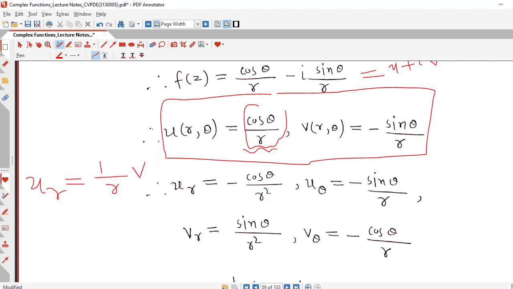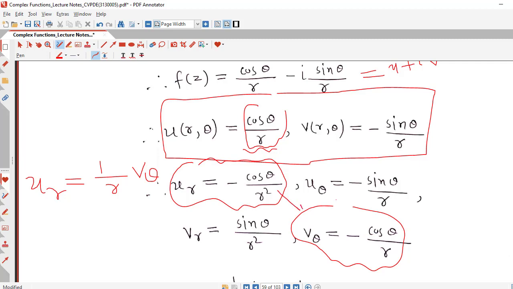Del u by del r equal to 1 by r into del u by del theta. So del u by del r is already there, minus cos theta by r square, and we have to multiply del v by del theta by 1 by r. So from this we can see 1 by r into v theta will be minus cos theta upon r square. So this first equation is satisfied at every non-zero point.